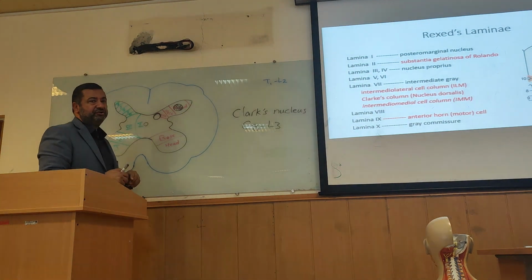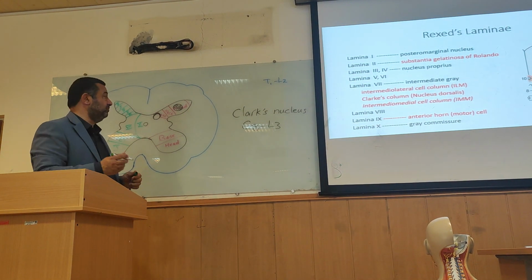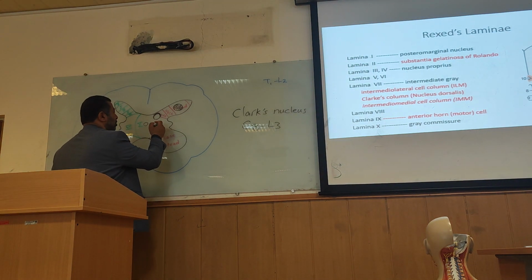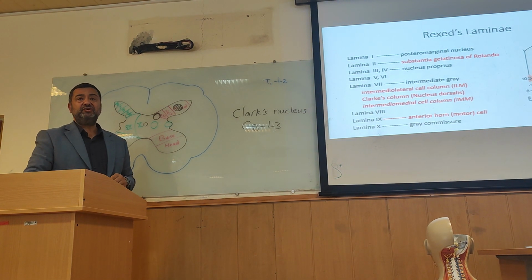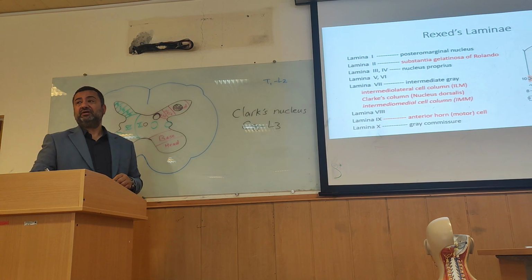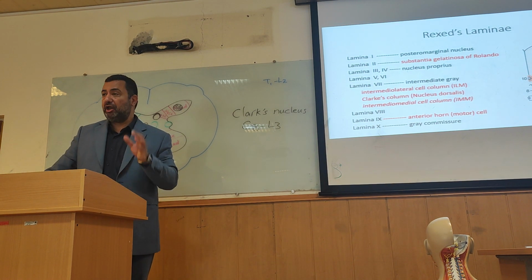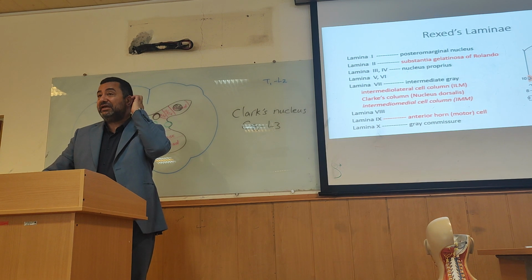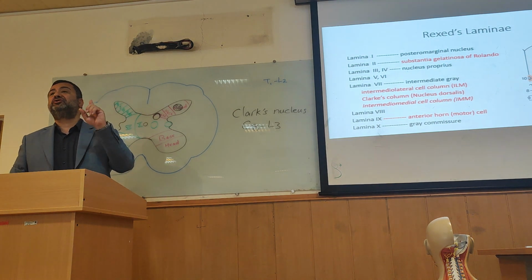In the intermediate gray column, there are two nuclei: intermedial medial nucleus and intermedial lateral nucleus. Intermedial medial nucleus is located in the whole length of the spinal cord. But intermedial lateral nucleus is located in the lateral horn.